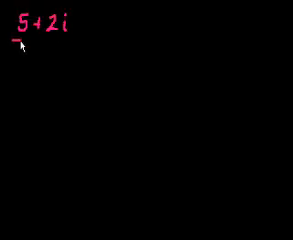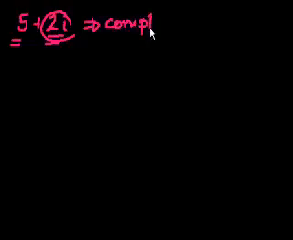You can't add a real number plus an imaginary number. You can almost imagine them, and I don't want to use the word imagine too much, as in different dimensions. And so a number that has a real part, like the 5, and an imaginary part, like the 2i, this is called a complex number.